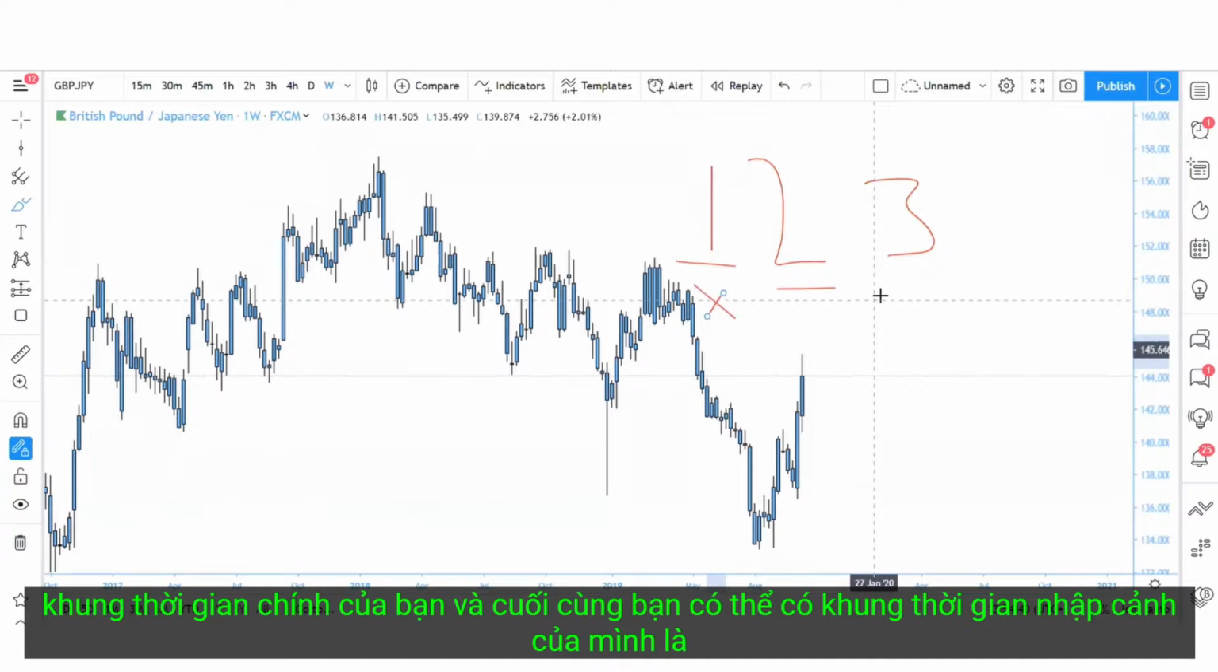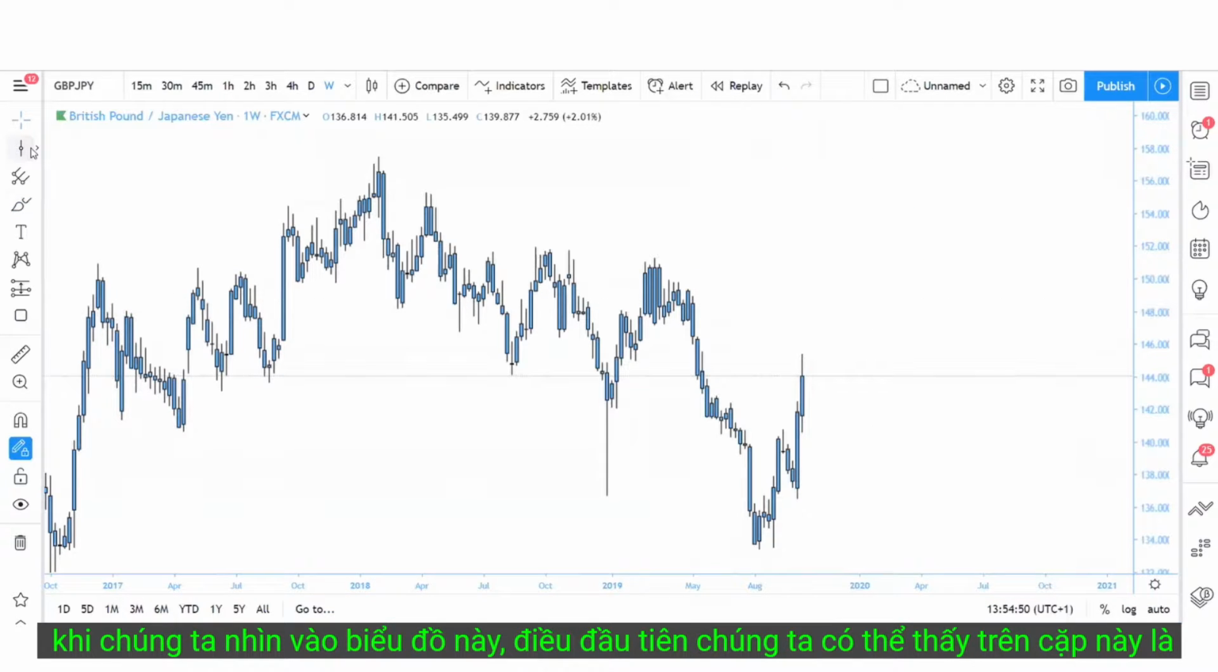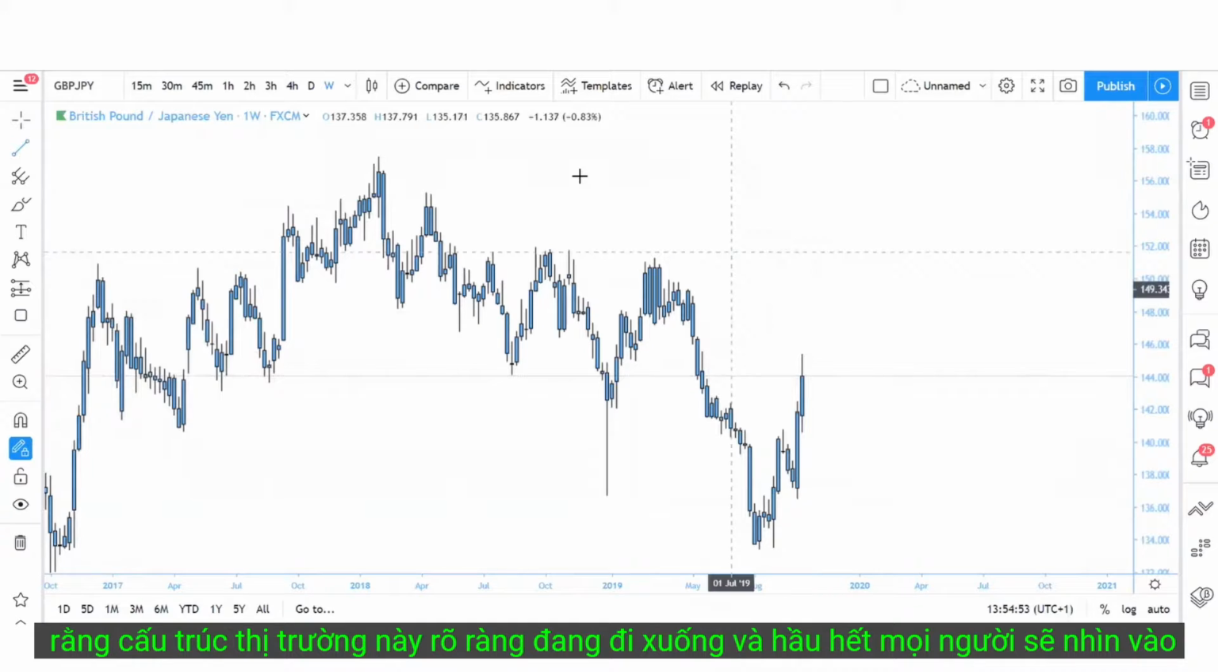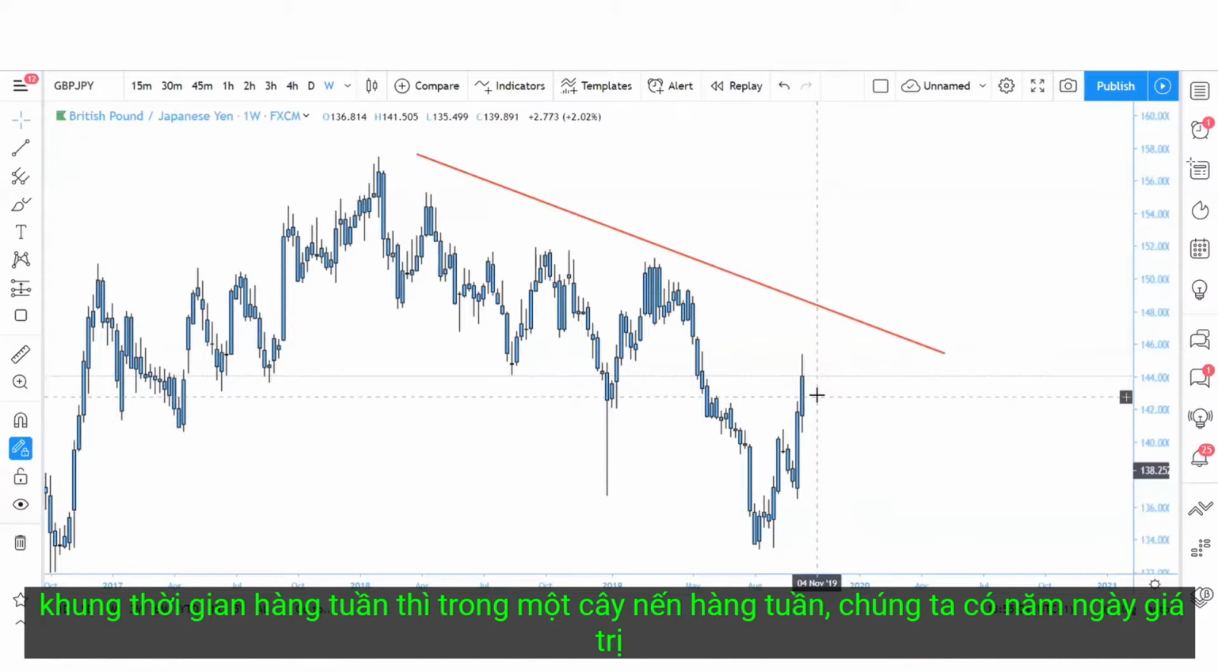So that being said, when we look at this chart, the first thing that we can see on this pair is that this market structure is clearly down. Now, most people will look at this and say to themselves, well, now it's time for me to look for selling opportunities. But what you have to understand is if we're taking our analysis from the weekly time frame, then within one weekly candle, we have 5 days worth of information.